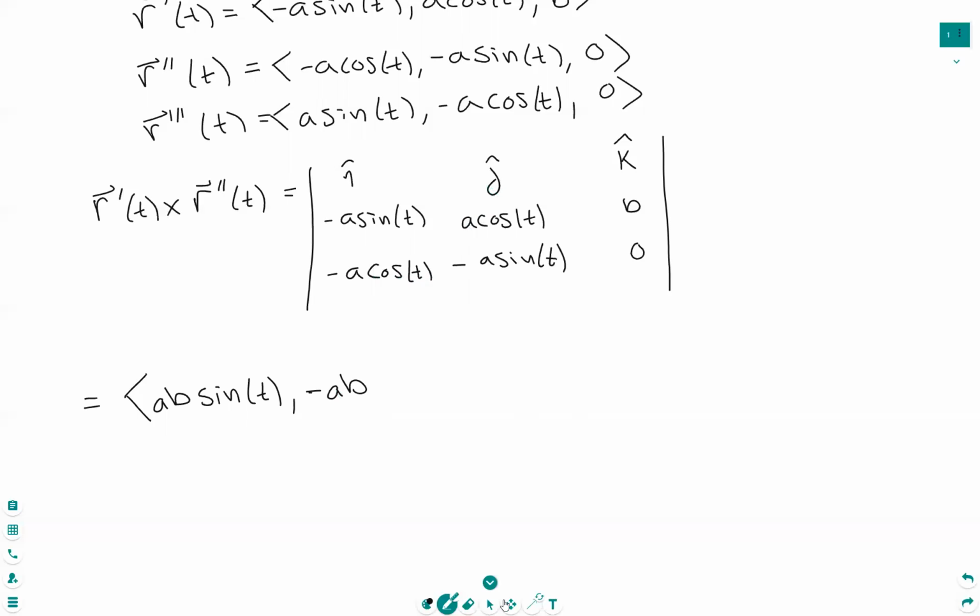So these a squareds will cancel here. So I'm left with a b in the numerator, and then all I'm doing is just squaring the square root. So I have an a squared plus b squared. And there's our torsion. And it's cool because it's a constant for the helix, right?